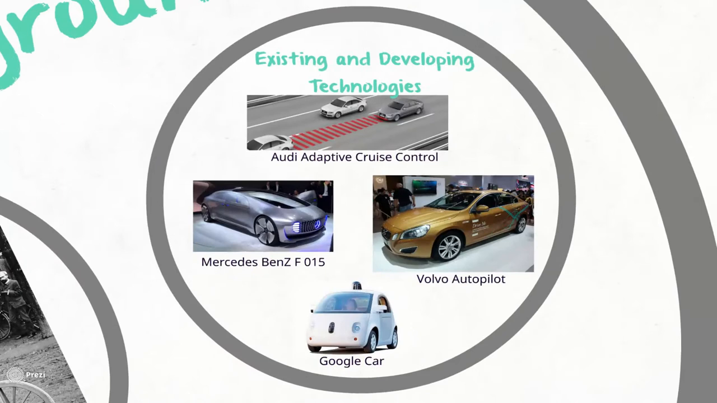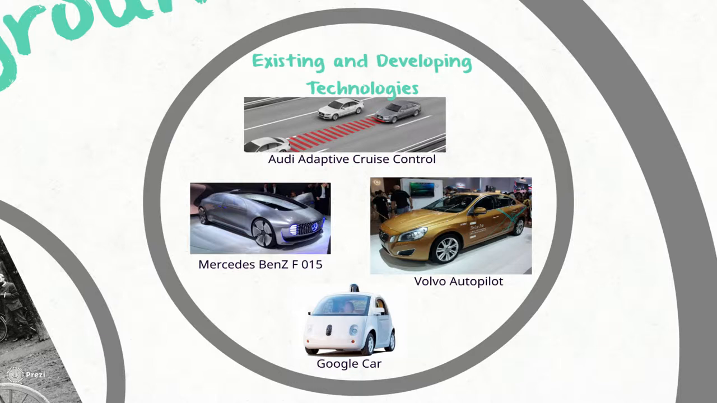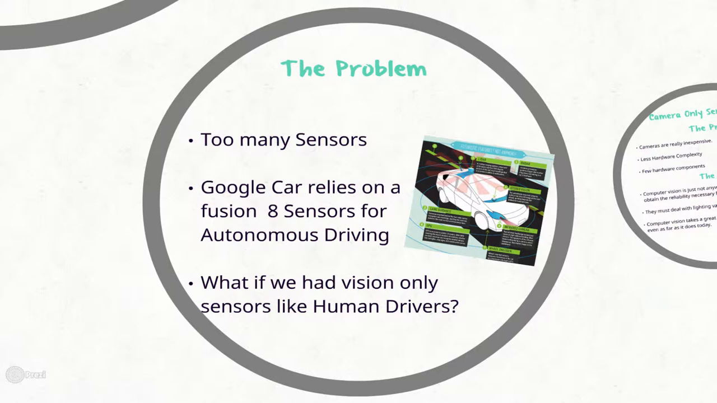If we look at existing technologies and what we have at the moment, we have Audi's adaptive cruise control, Mercedes-Benz with the F015, Volvo with the autopilot, and Google Car. Now the problem with all these technologies is that there are just too many sensors. Google Car relies on a fusion of 6 to 8 sensors for autonomous driving. Now, I'm not saying that this is a bad thing.